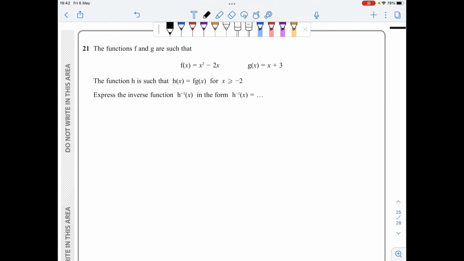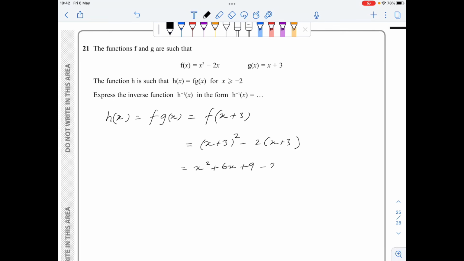I'll start question 21 by finding h of x. This is f of g of x. So I'll substitute function g into function f. So I've got f of x plus 3. This means that I have x plus 3 squared minus 2 times x plus 3. Let's expand. X squared plus 6x plus 9 minus 2x minus 6. This is equal to x squared plus 4x plus 3.